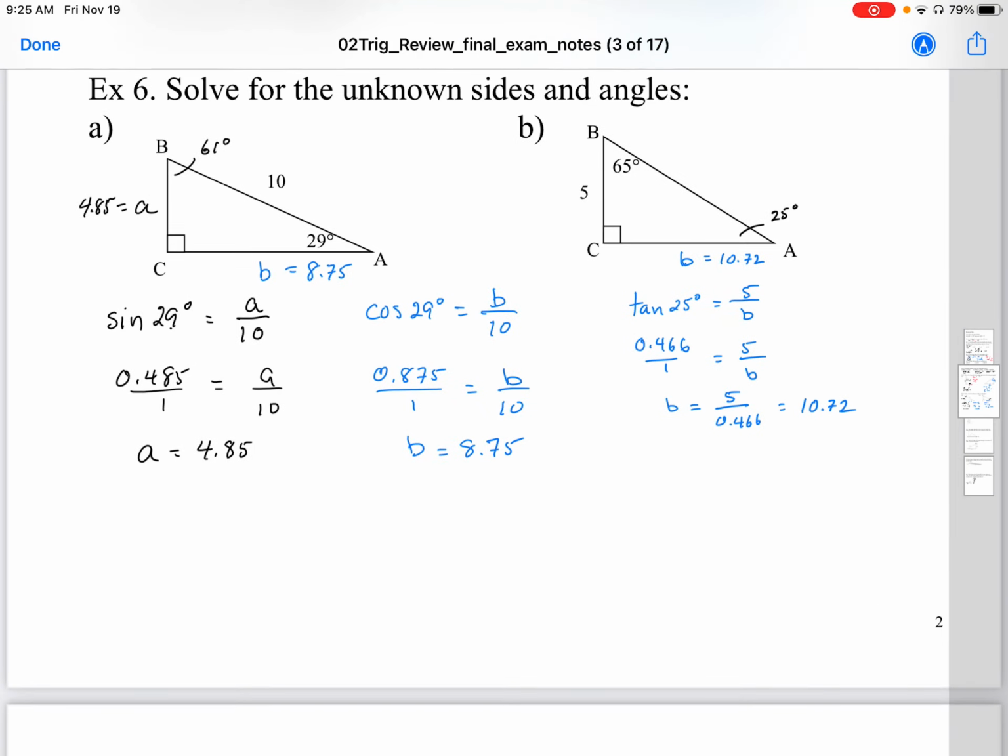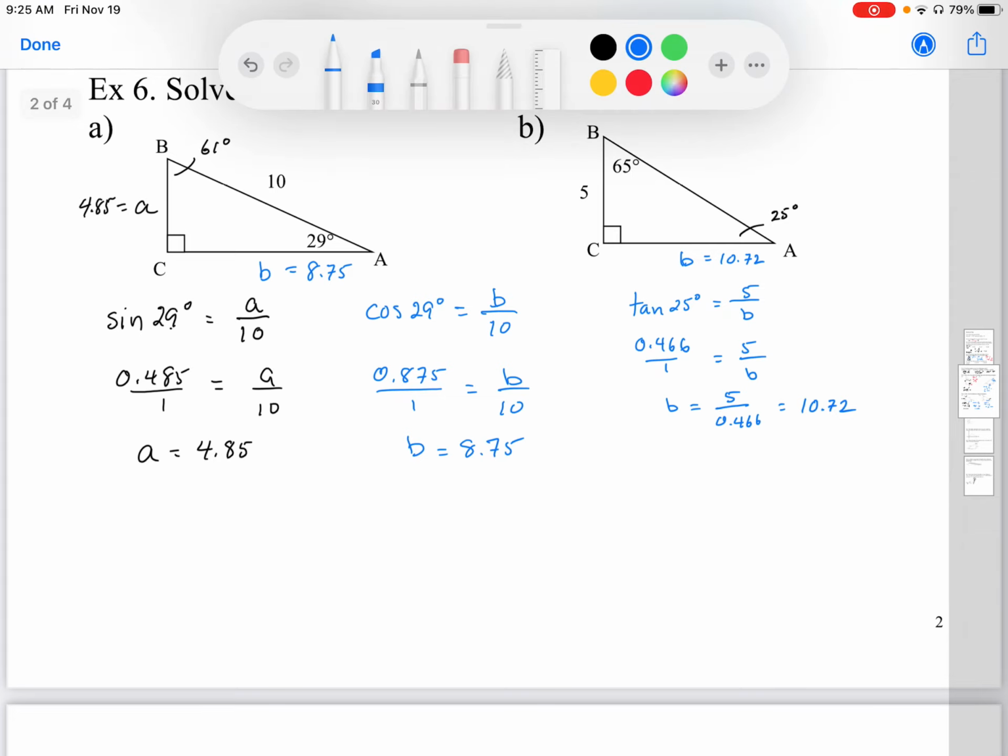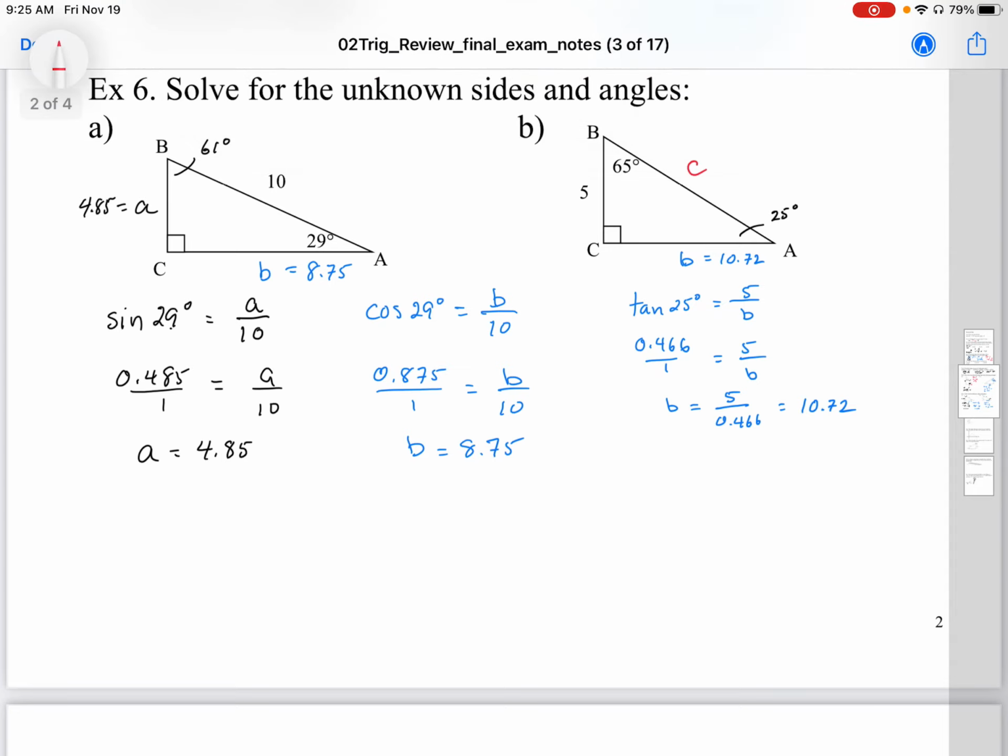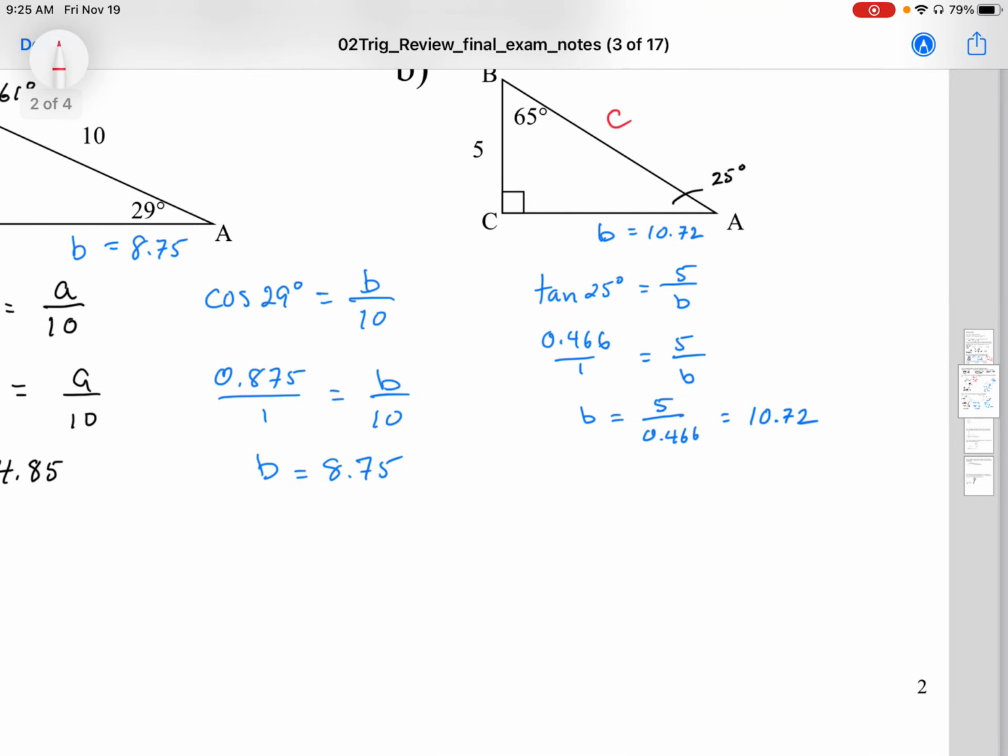Okay, so last time I found the third side using a trig ratio. This time I'm going to just use Pythagoras to find the third side, C. So I'm just going to change my pen color here. I'm going to call this side C. And I'm going to use Pythagoras. So to do that, I'm going to end up with 5 squared plus the side that I solved for, 10.72 squared, is equal to C squared. Okay, so we might be off by a little bit based on the rounding, but if we don't round, we'll get a very accurate answer.